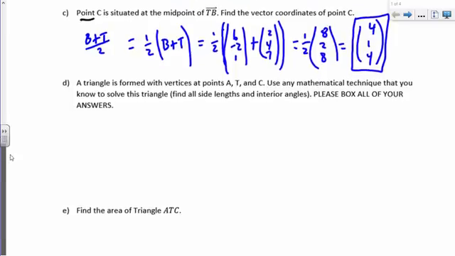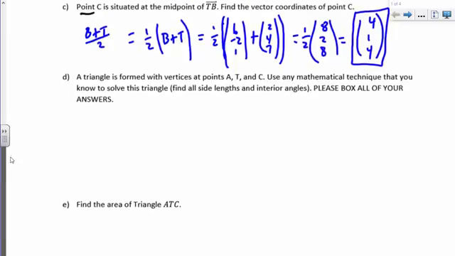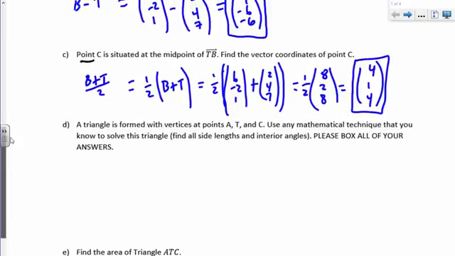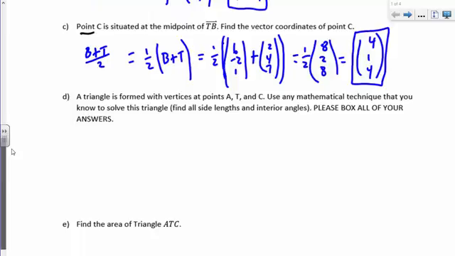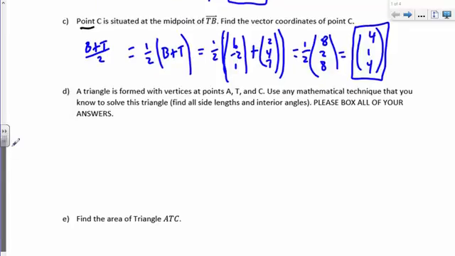And let's try the triangle. A triangle is formed with vertices points A, T, and C. Use a mathematical technique that you know to solve this triangle. So I want all the angles and all the side lengths. Okay, so that's actually not that hard. If we just draw a triangle here, we'll sketch one. We don't really know what the triangle looks like in 3D space, so I'll just make it a 2D triangle and pretend it's a 3D triangle. So this will be A, T, and C.